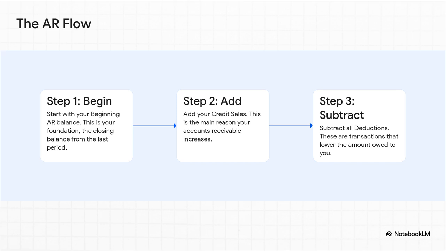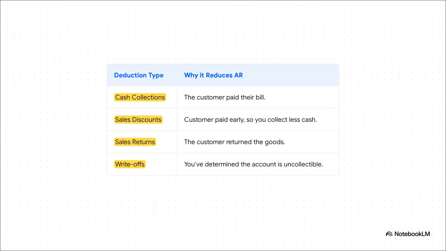And finally, step 3. You subtract everything that makes that balance shrink. We call these the deductions. So what exactly are they? Let's take a look. This is where it all just makes sense.